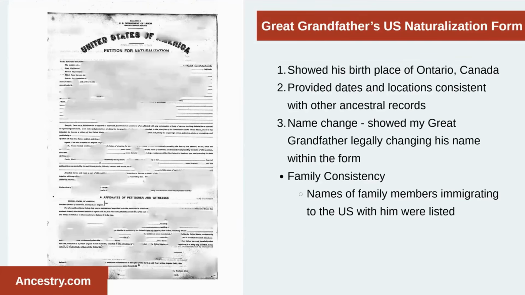This is my great grandfather's US naturalization petition, which I found on Ancestry.com. And although this is listed as a supporting document, it's important and it's not something that I would have left out of my application. This record showed his birthplace of Ontario, Canada.